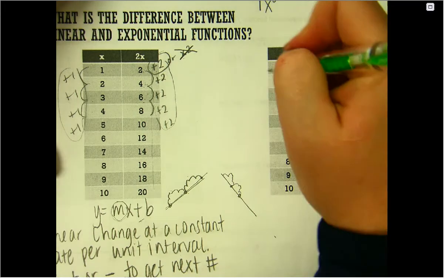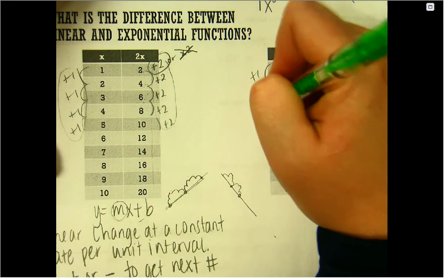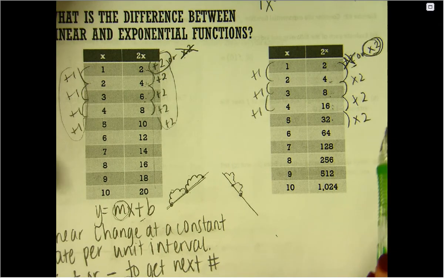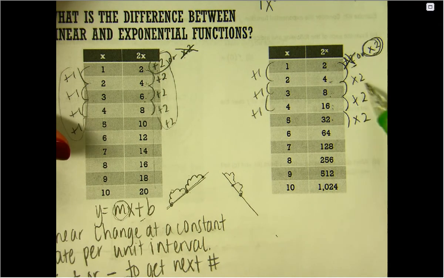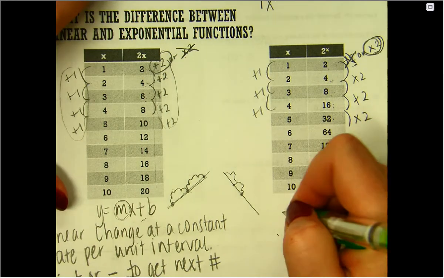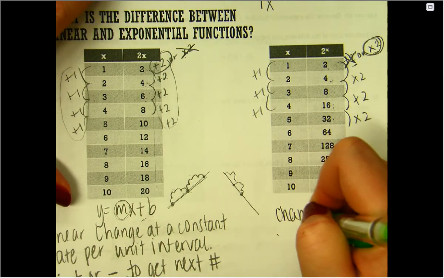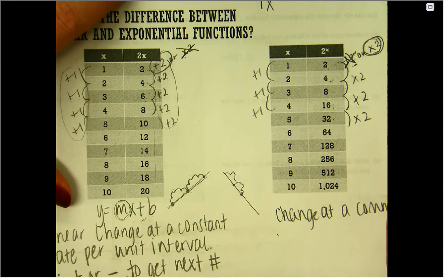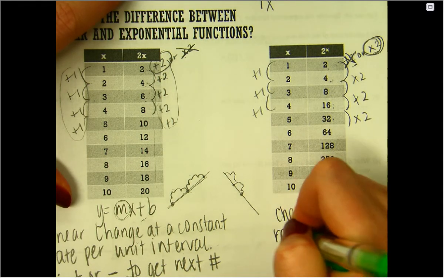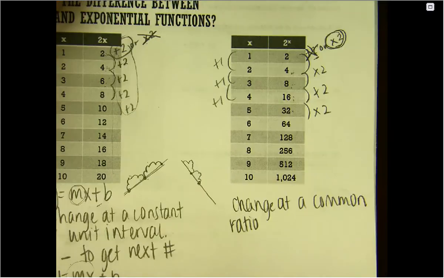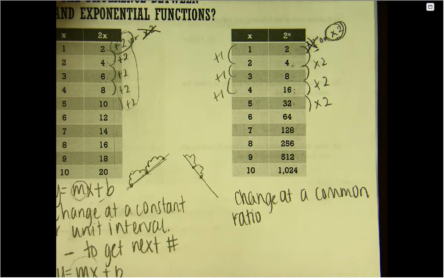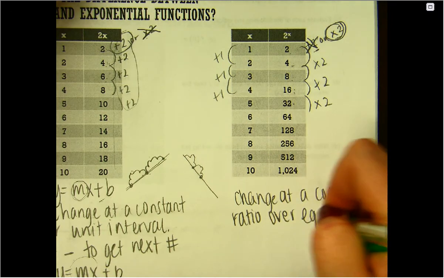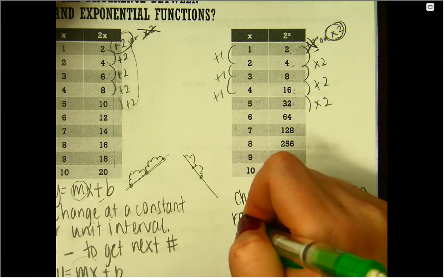Now what's happening over here? I'm still adding 1. Okay, so difference here is this has a common ratio of 2 to 1. Okay, so the exponential will change at a common ratio. Ratio basically means, a ratio is usually like a division or a multiplication over equal intervals.